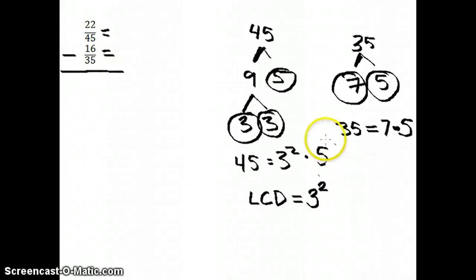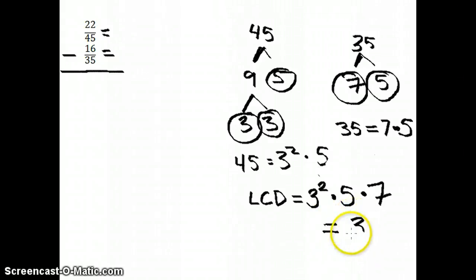Then we look at 5's. 45 has 1 5, 35 has 1 5. So the largest amount that any single factorization has is 1 5, so we're going to include 1 5. Then we look at 7's. 45 has none, 35 has 1. So the largest amount that any factorization has is 1 7. So our least common denominator is 3 squared times 5 times 7. If we multiply those numbers together, we'll find out that our least common denominator is 315.